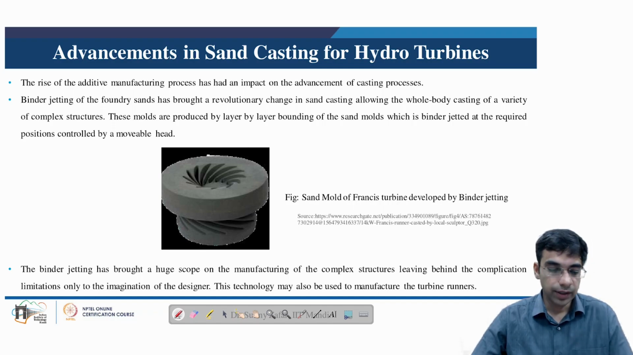So here the binder jetting has brought huge scope in the manufacturing of complex structures, leaving behind complication limitations to only the imagination of a designer, and this technology may be used to manufacture turbine runners. Here we can see an image of a sand mold of a Francis turbine developed using the binder jetting process, which is one of the additive manufacturing processes.